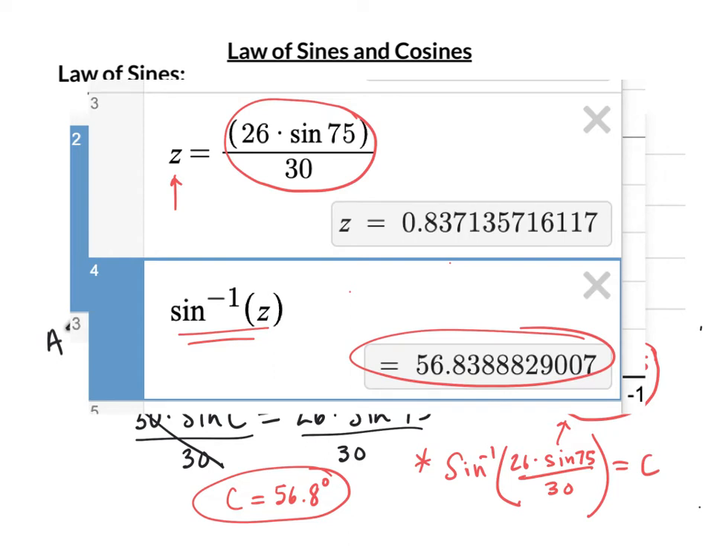The key thing to remember about law of sines is it's about opposites. You need two pairs of opposites, an angle and a side, an angle and a side, and any one thing can be missing, and you can use the law of sines to cross multiply and solve.